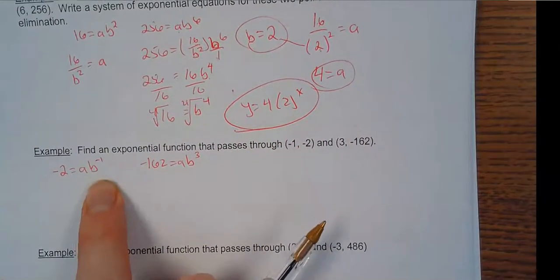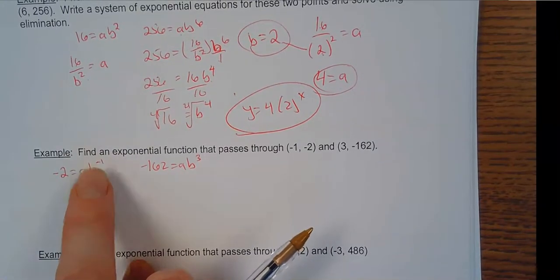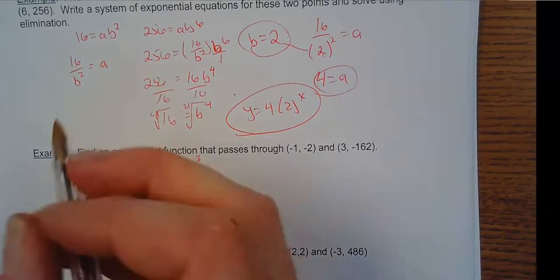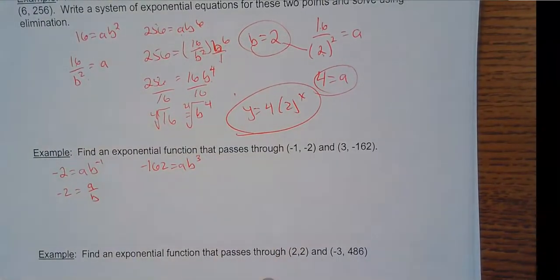Now this guy is a little confusing, but when I have b to the negative 1 power, that's not actually in the numerator, it's in the denominator. This is the same thing as b being on bottom. This is the same thing as negative 2 equals a over b. Because when I bring it to the bottom, the exponent becomes positive.